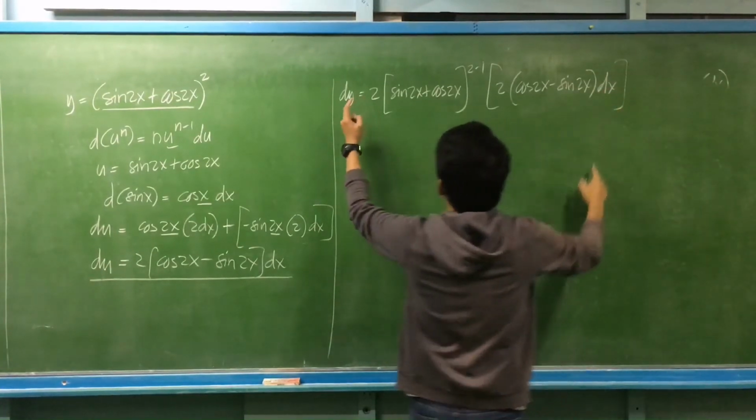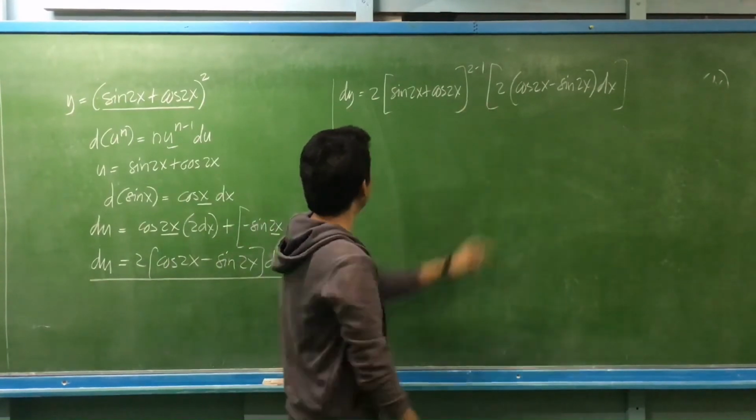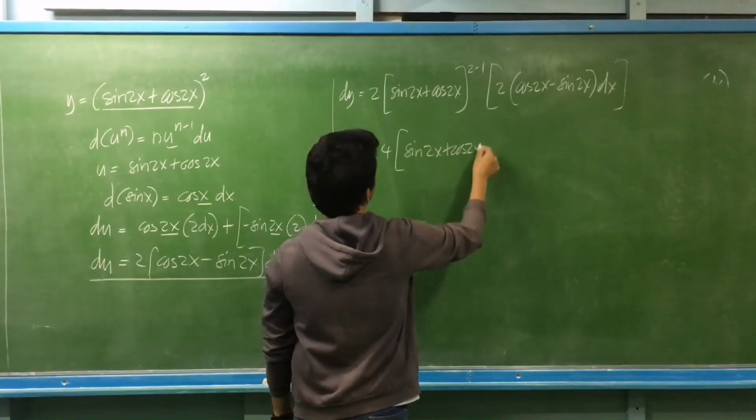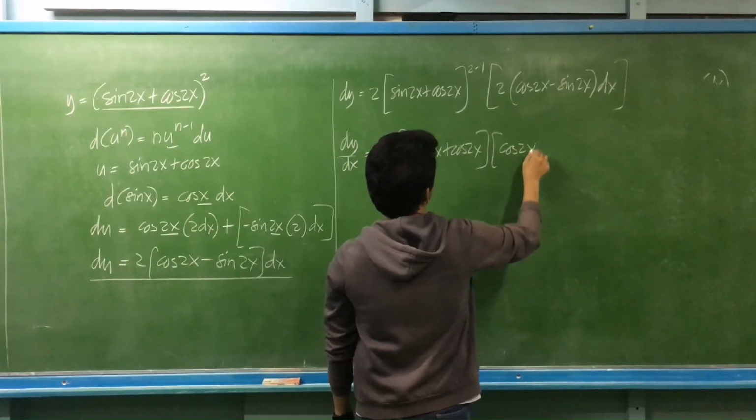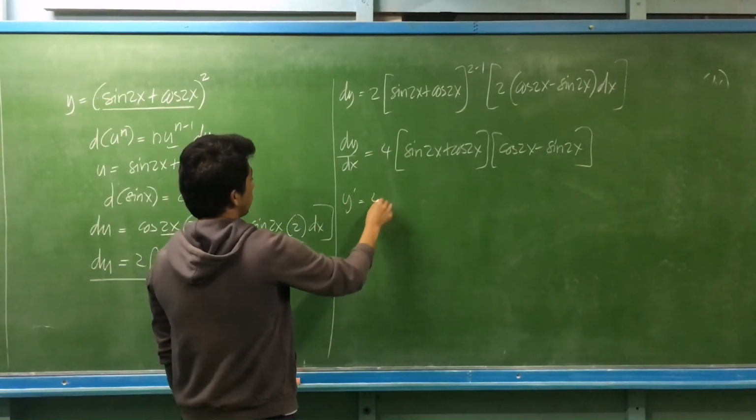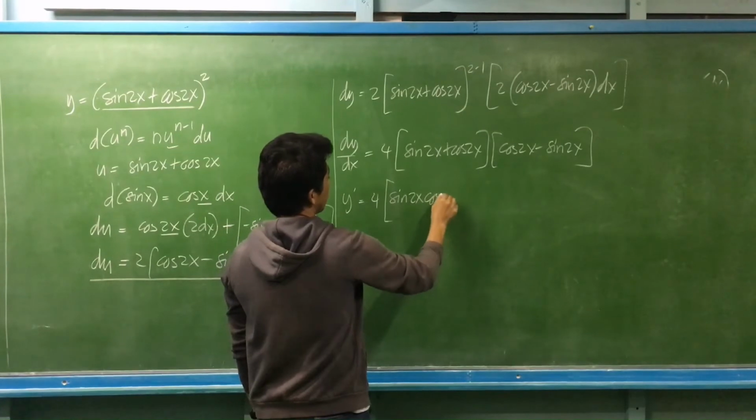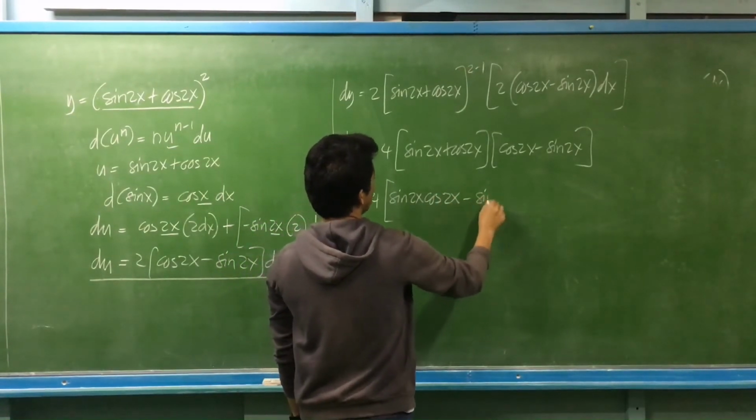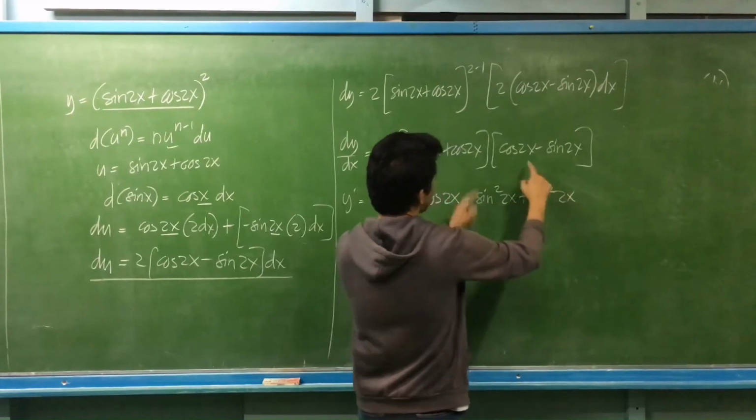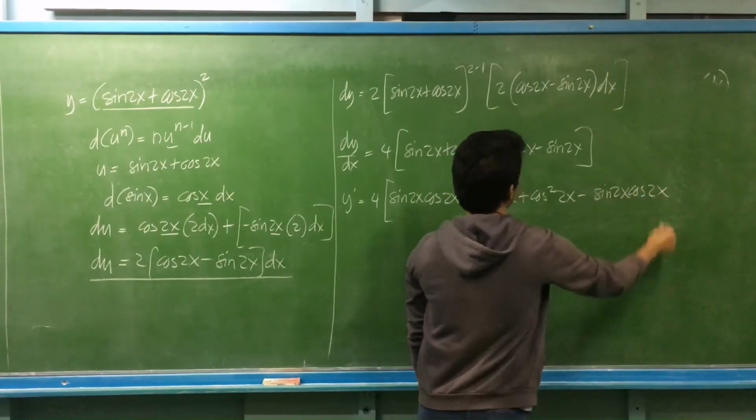So if we have dy divided by dx, this is now dy over dx, then you have 2 times 2, that is equal to 4. Then you have sine 2x plus the cosine of 2x, multiplied by cosine of 2x minus sine of 2x. Then we simplify. So this is y prime, we have 4. Okay, this is now sine 2x cosine 2x minus sine squared 2x, then plus cosine squared 2x, then minus sine 2x cosine of 2x.